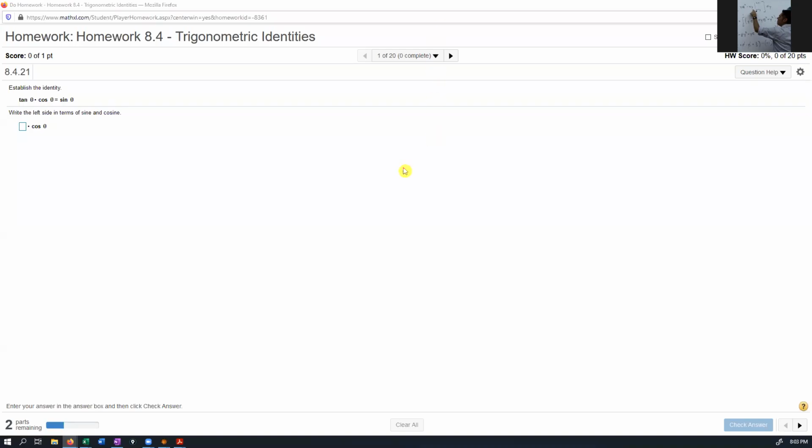Okay, class, we're going to be working on 8.4 trigonometric identities. For each of these problems, we're going to be starting with one of the sides and then trying to turn it into the other. So here we go. Tangent theta cosine theta equals sine theta.